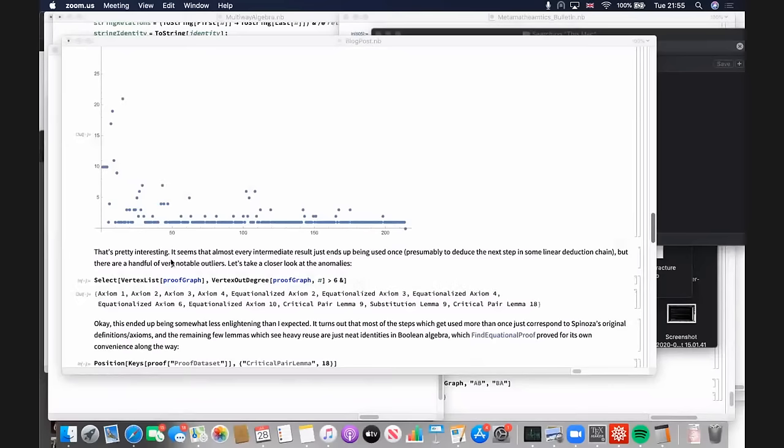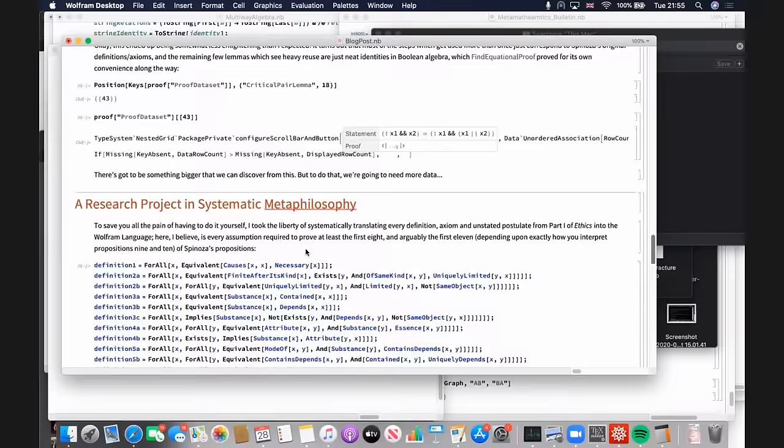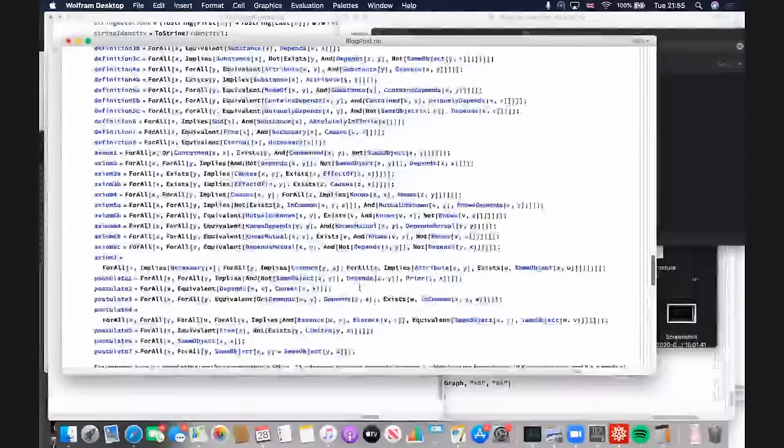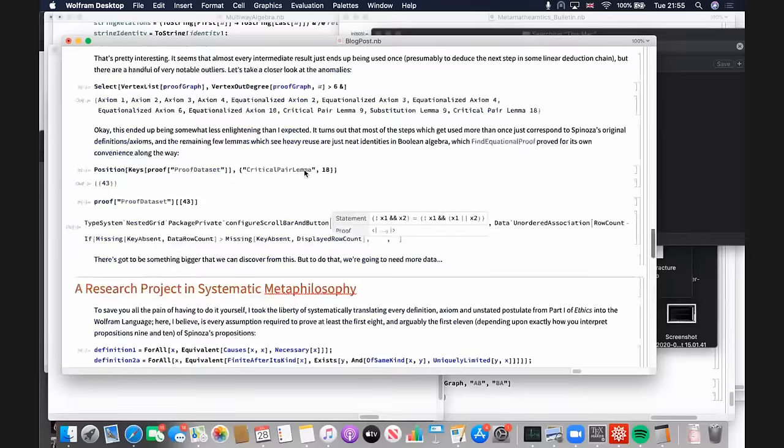This is the equivalent plot for intermediate theorems in Spinoza's Ethics. What? Well, but that's from a single proof, right? No. This is for all. So I systematized all the arguments in Spinoza's Ethics, and proved all of them, and looked at the lemma distribution and proof length distribution in those, and did some analysis on it.